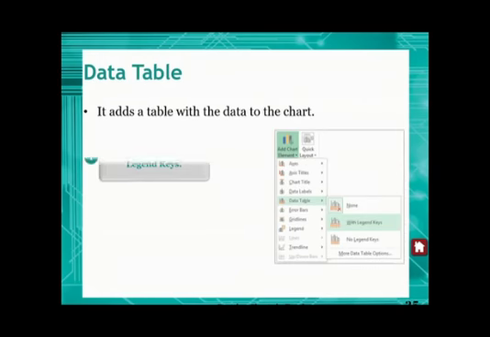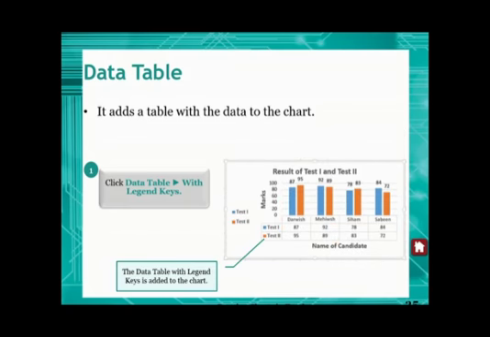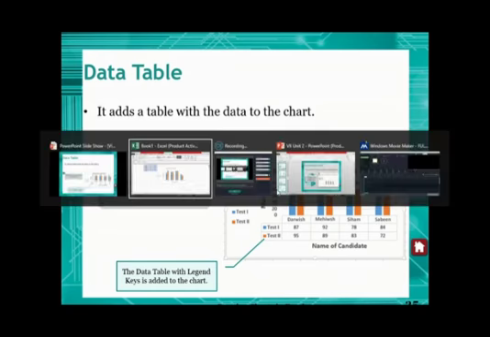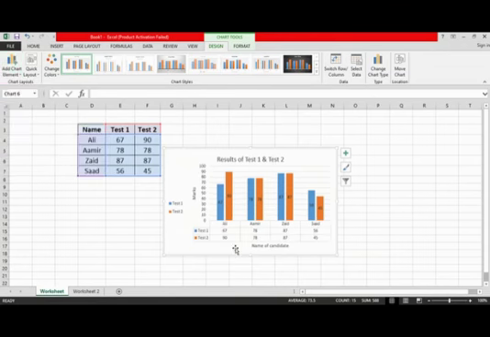Now the fifth one is data table. It adds a table with the data to the chart. Click data table with legend keys. The data table with legend keys is added to the chart. Now let's practice. As the data table option adds a table with the data to the chart, click data table. With the legend key, the chart looks as shown in the figure.